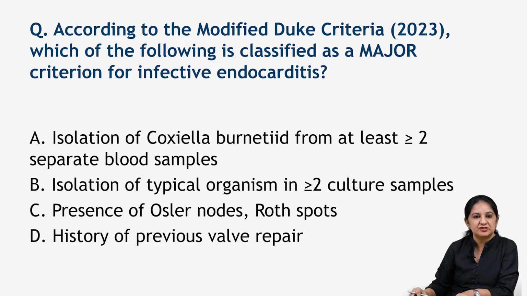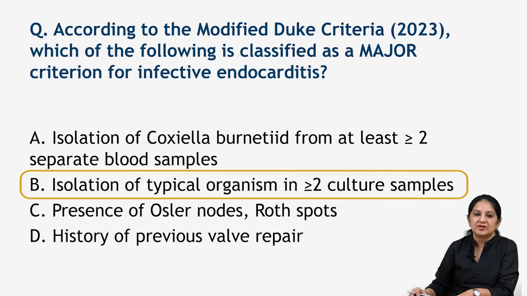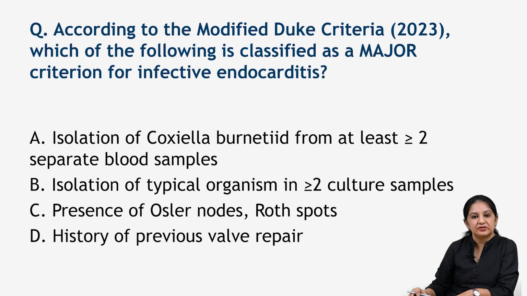Moving on to the next question. According to the modified Duke's criteria, which of the following is classified as a major criteria for infective endocarditis? Now, I hope all of you know the modified Duke criteria for infective endocarditis. Isolation of Coxiella burnetii from at least more than 2 separate blood samples? No, only one sample is necessary. Isolation of typical organism in more than 2 culture samples? Yes, this is the correct answer. So, major criteria says isolation of typical organism in more than 2 culture samples.